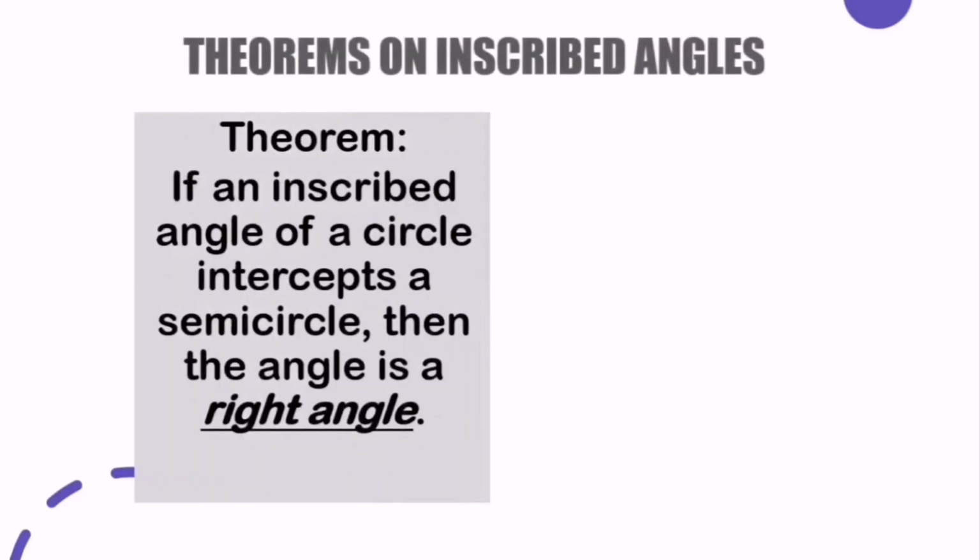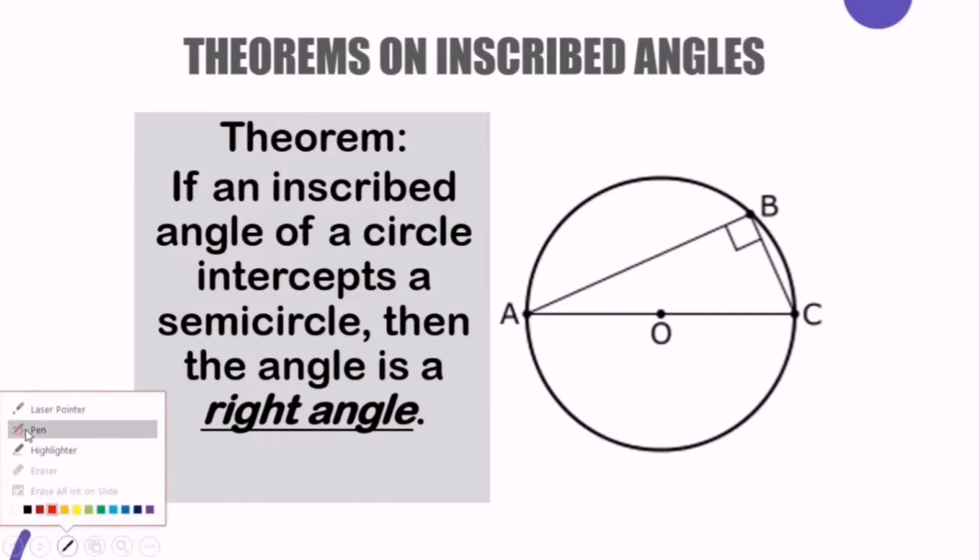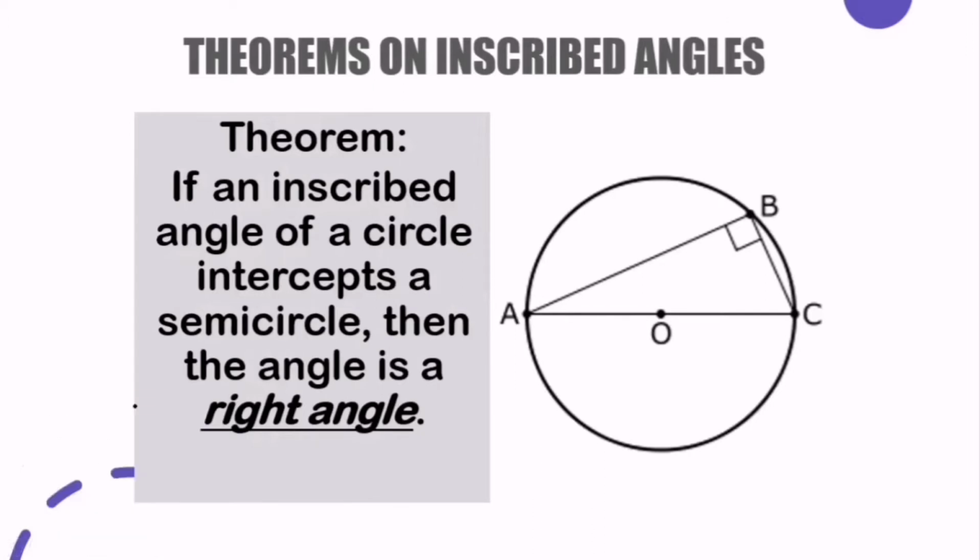It says here that if an inscribed angle of a circle intercepts a semicircle, then the angle is a right angle. So what does it mean? Let's have this illustration. The important part here is the term inscribed. So let's mark on that part: the inscribed angle as well as the semicircle.